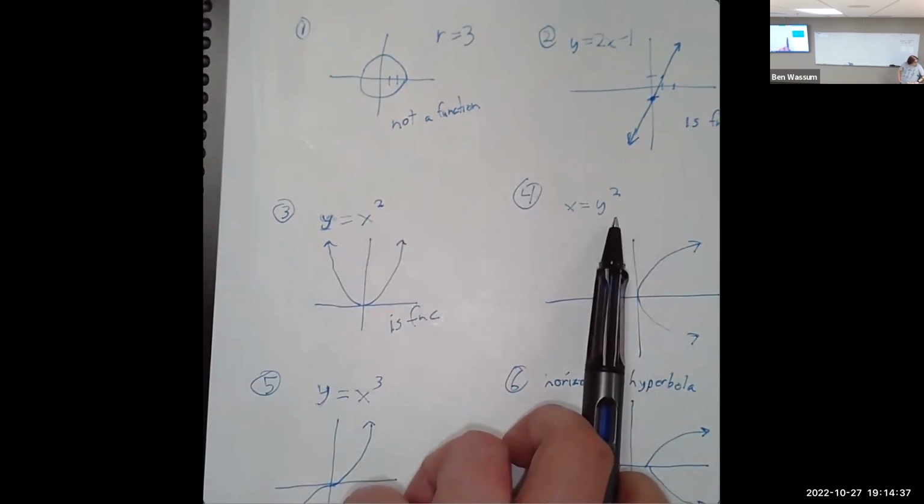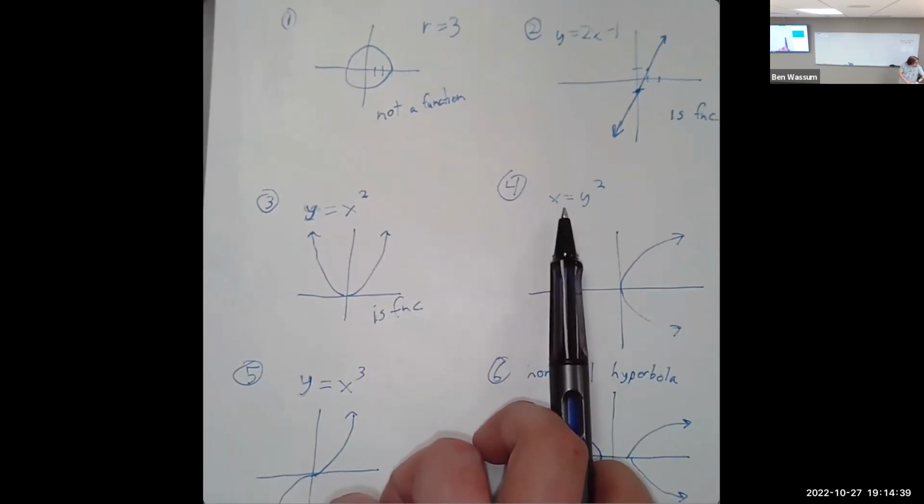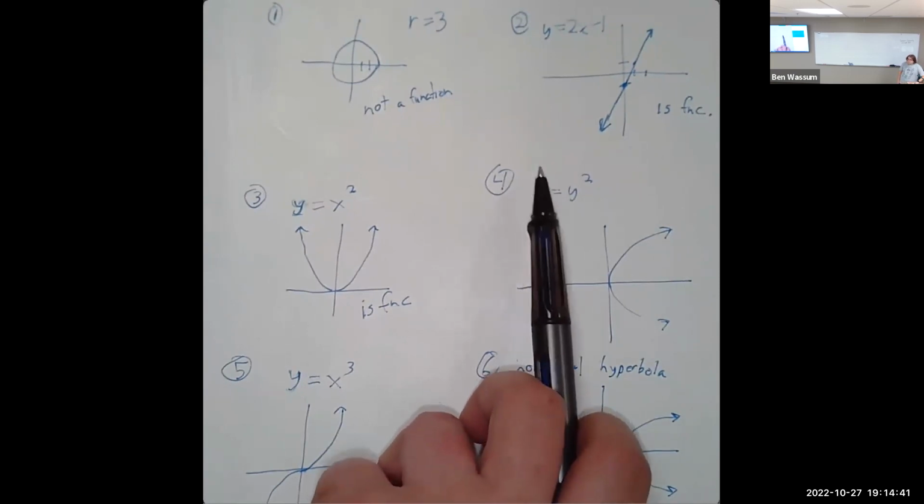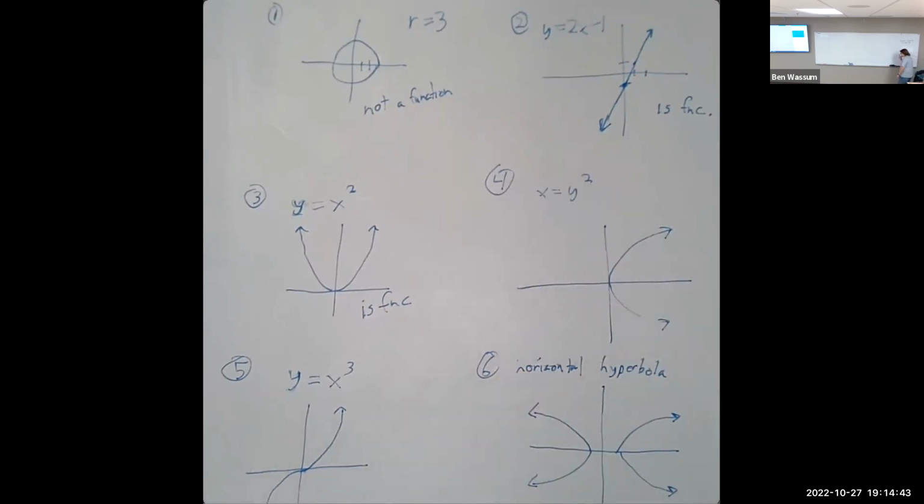Now, this one's a little trickier, number 4. This one's a little trickier to conceptualize. X equals y squared. So y is the output, right? X is the input. Well, it might be useful to understand it right now, might not, I don't know.